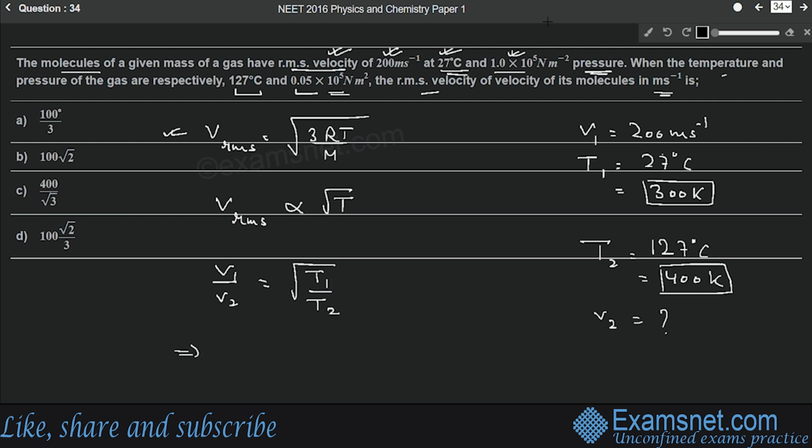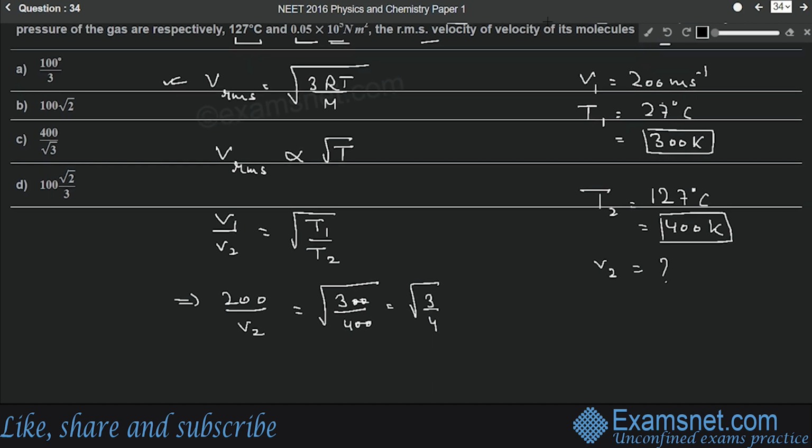So let's put the values here. V1 is 200 meter per second. V2 is unknown, we have to find out. Under root T1 is 300 Kelvin and T2 is 400 Kelvin. So here we get under root 3 by 4. Now we just have to find out the value of V2. So that will be equal to 200 into under root 4 by 3. And under root 4 will be equal to 2, right? So 2 into 200 will be 400 upon root 3. This will be your answer. So let's see which option has this answer. Option number C, 400 by root 3, is the correct answer.